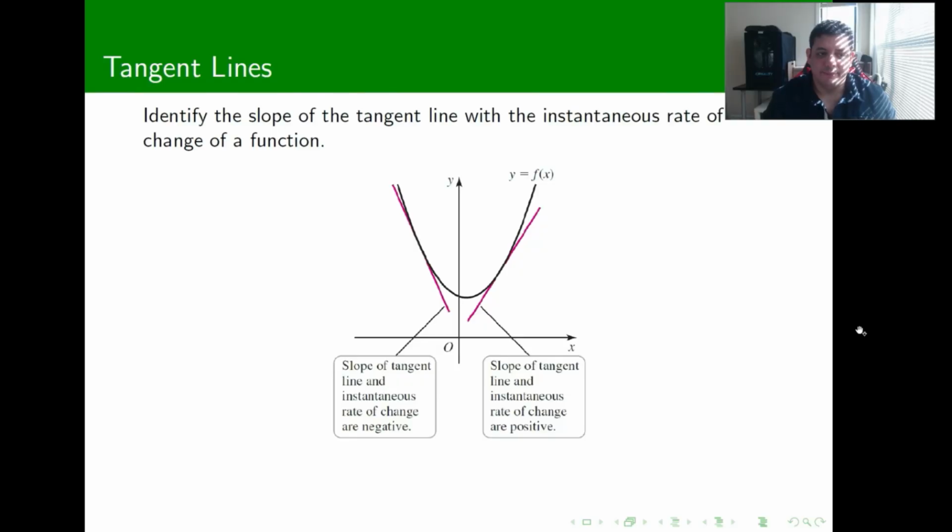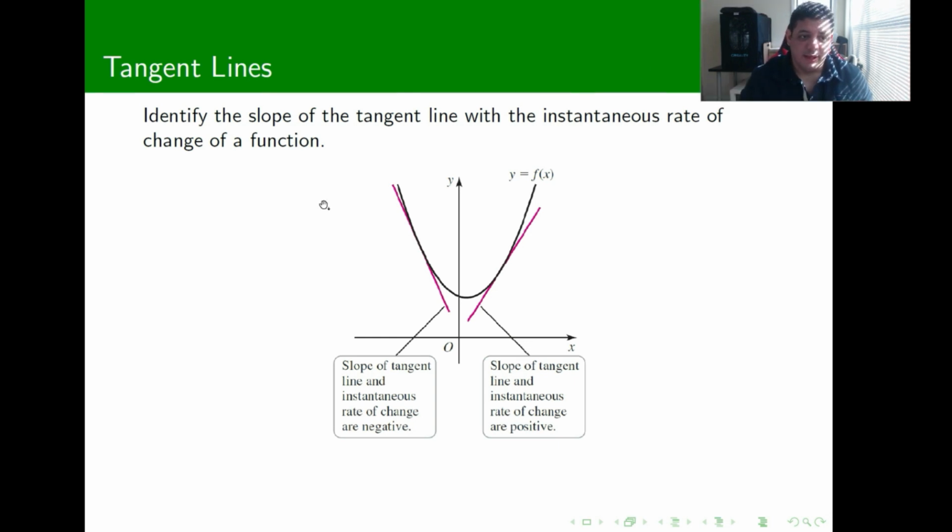Hello everyone, this is going to be section 2.7, the derivative as a rate of change. When we were talking about limits, we kept using in the definition the idea of the secant line and going to the tangent line. And this is the reason why we were using that particular example.